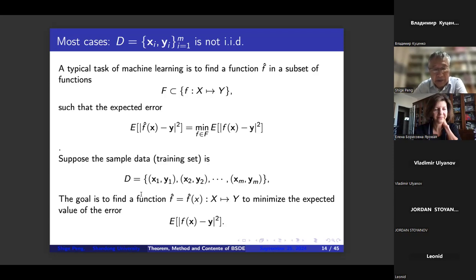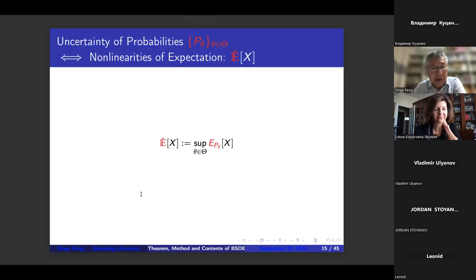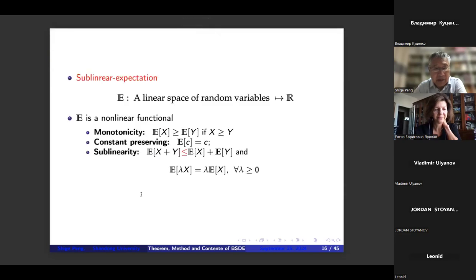It's very classical and very widely used. But now we consider the case where we have probability uncertainty, and of course in this case we can define the sublinear expectation.